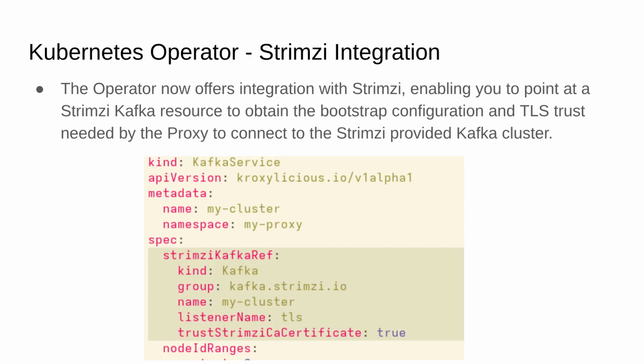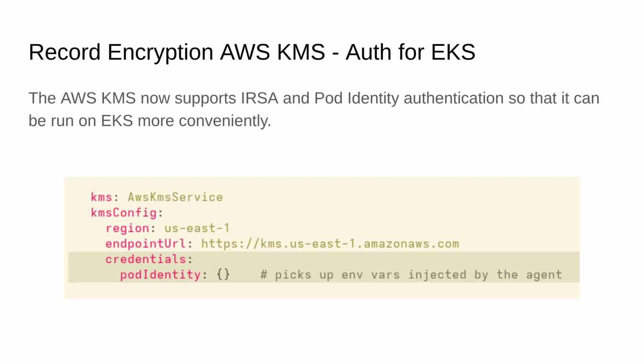Another new feature we've added is Strimzi integration in the Kubernetes operator. The operator now offers integration with Strimzi, which allows you to point at a Strimzi Kafka resource to obtain the bootstrap service configuration and TLS certificates needed to connect to that Strimzi cluster. Some caveats are that your Kafka service has to be in the same namespace as the Strimzi cluster, and you still have to supply node ID ranges describing the upstream node IDs. So hopefully we can do that in future, pulling the upstream node IDs from the Strimzi resources, which would be really cool.